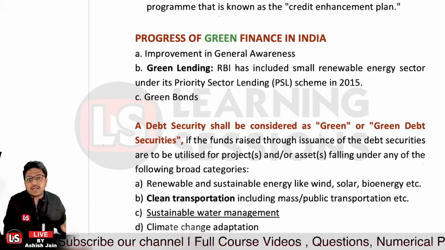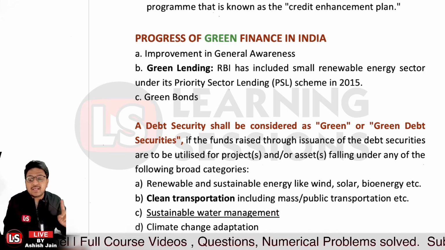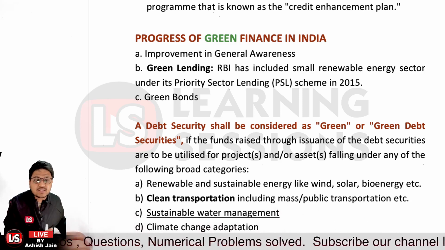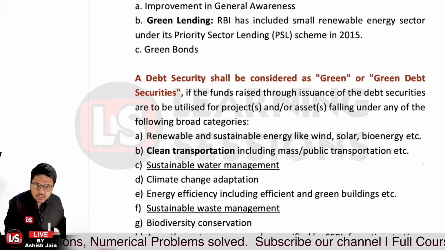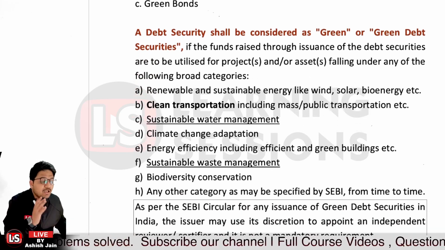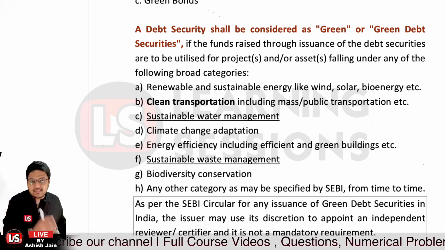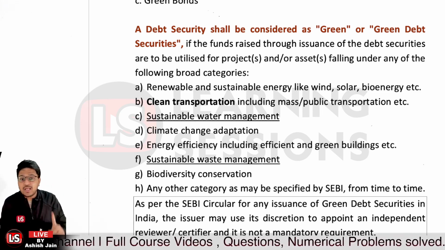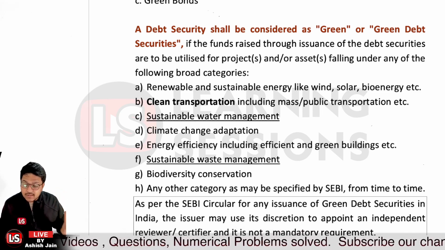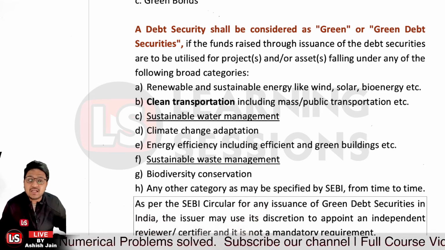After that, a debt security shall be considered as green debt security if the funds raised through the issuance of the debt securities are used for renewable energy or sustainable energy, clean transportation, sustainable water management, climate change adaptation, energy efficiency, sustainable waste management, biodiversity conservation, or any other category which is prescribed by SEBI, right? So all these definitions are given by whom? Those are given by SEBI. The Securities and Exchange Board of India also issued the green debt securities framework in India.